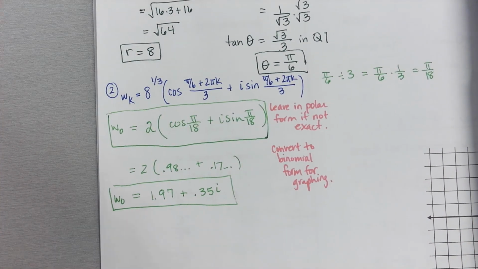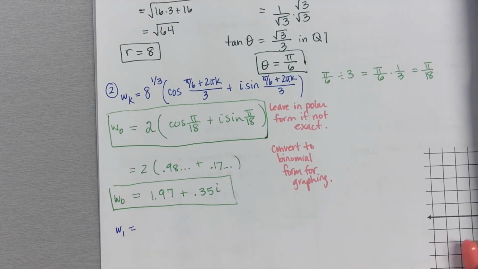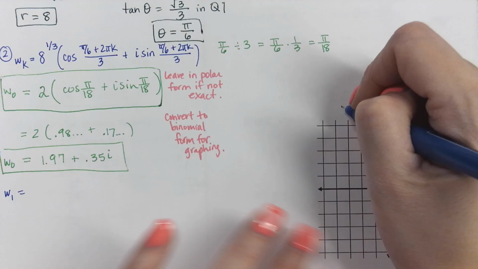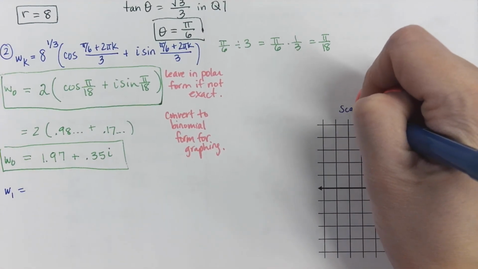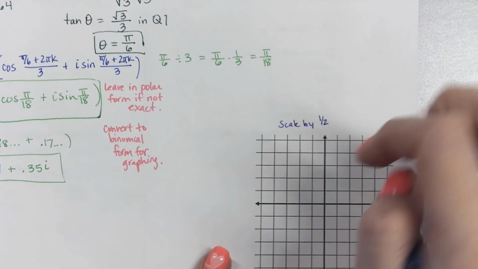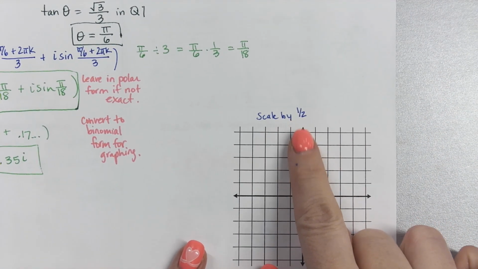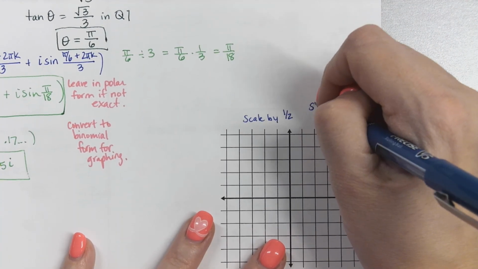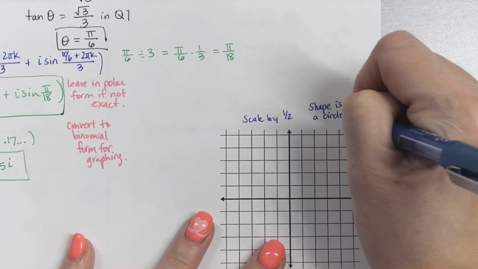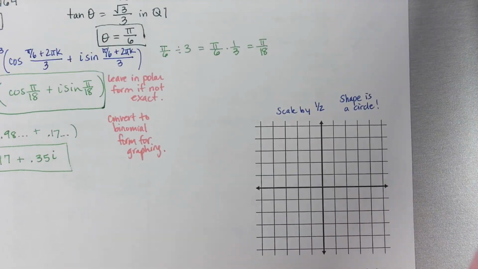Okay, so you're going to find W sub 1 and W sub 2. When you go to scale it, you're going to see you have a lot of small numbers here. So I scaled mine by 1/2. When we check ours, if you want yours to look like mine, you can scale by 1/2 too. And remember, the shape is always a circle. So when you connect it, that's what I should see.